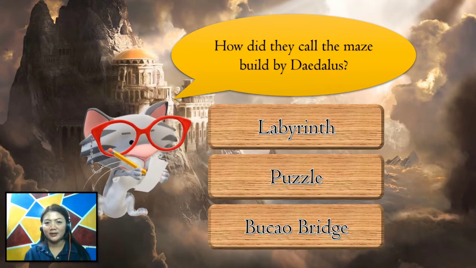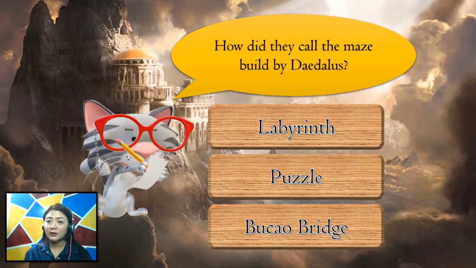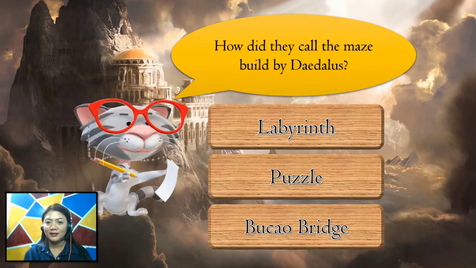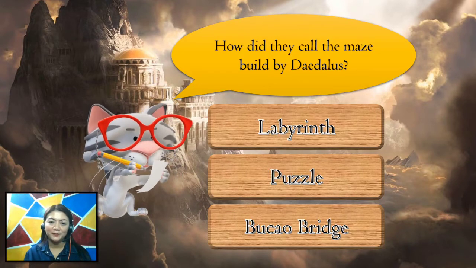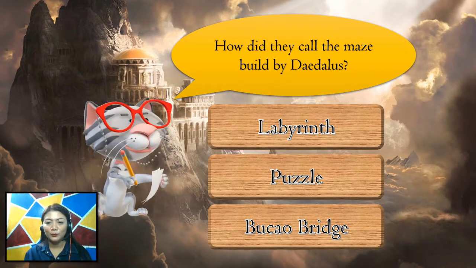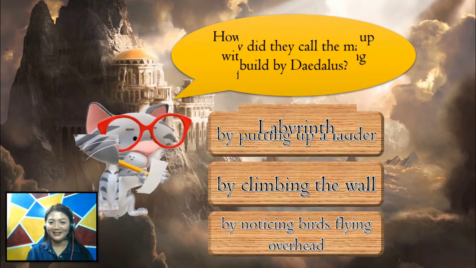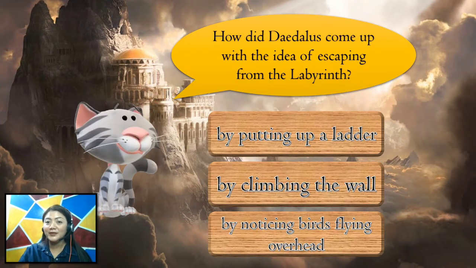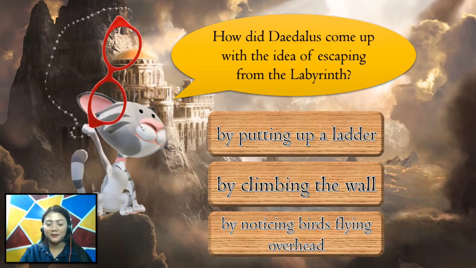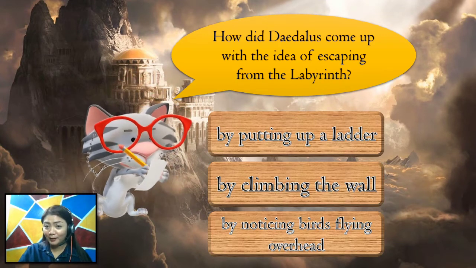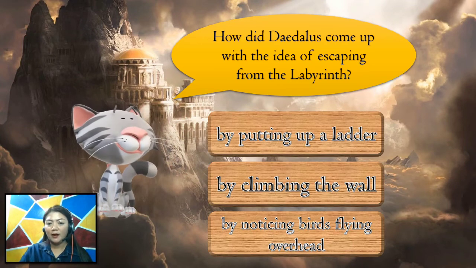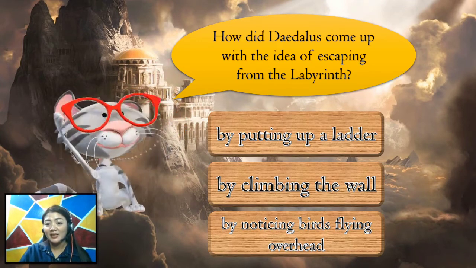Third question. How did they call the maze built by Daedalus? Is it labyrinth, puzzle, or buccal bridge? How did Daedalus come up with the idea of escaping from the labyrinth? Is it by putting up a ladder, by climbing the wall, or by noticing birds flying overhead?